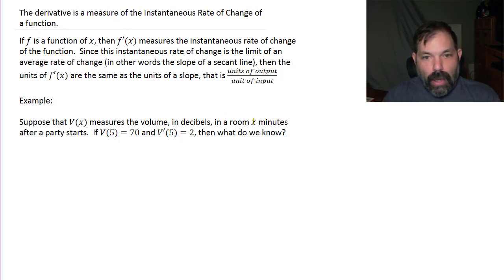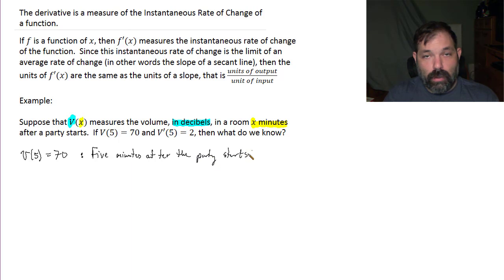Alright, so here's what we know. x is in minutes, and x is the input of the function. V is the output of the function, and measures the volume in decibels. Okay, V is the output and is the volume. Alright, so the statement, v of 5 is 70. This is telling us that 5 minutes after the party starts, that was the input, 5 minutes after the party starts. What's the output? The volume in the room is 70 decibels.